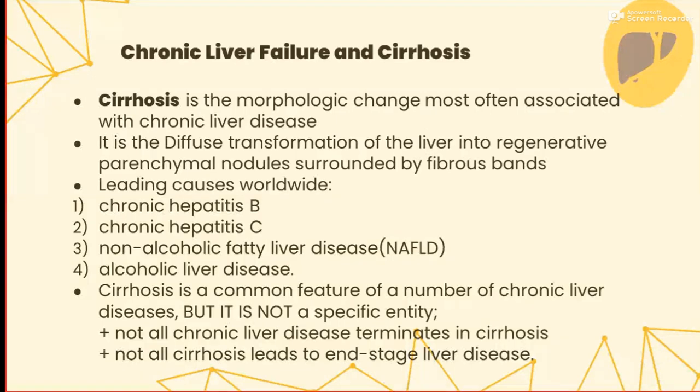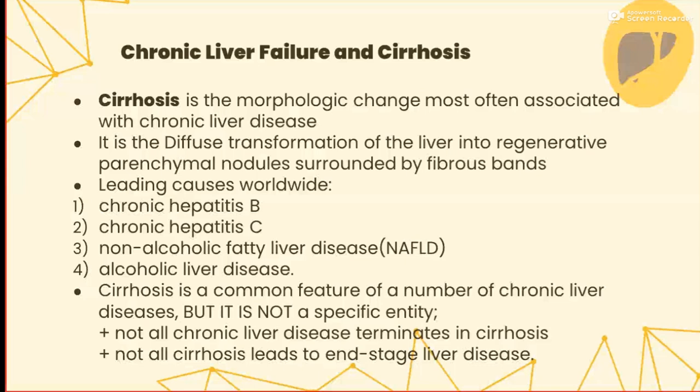The liver, which is made of hepatocytes, portal vein and central vein, transforms into diffuse regenerative parenchymal nodules surrounded by fibrous bands. In Arabic, the whole liver becomes fibrous bands, meaning deposition of collagen like scar tissue, involving the whole liver, and in the middle between these fibers we have regenerative nodules. They try to regenerate and create hepatocytes. I will show you many pictures.